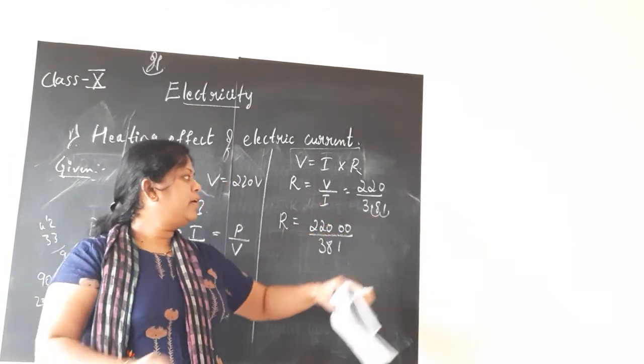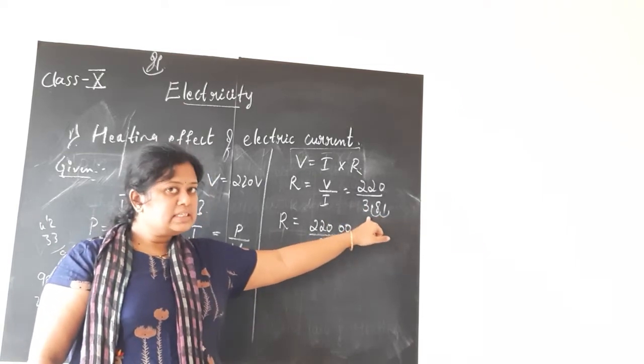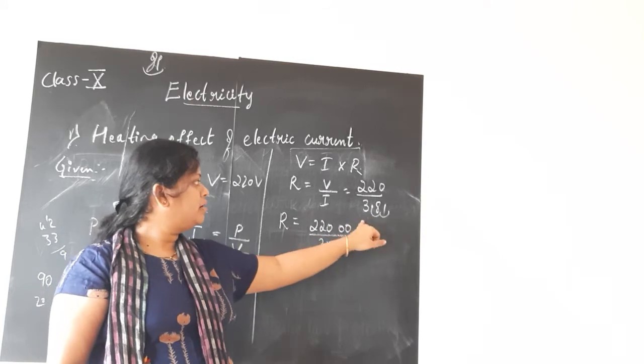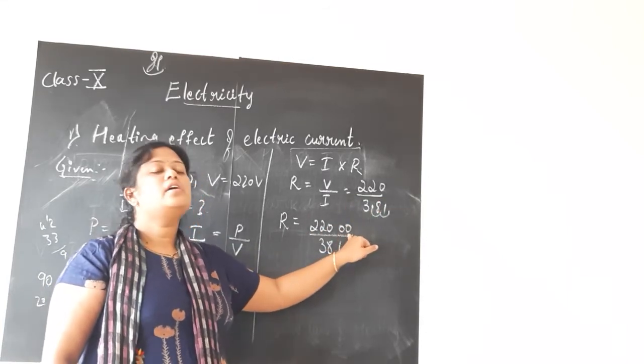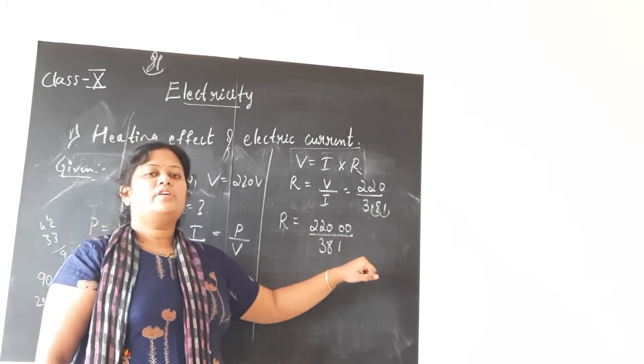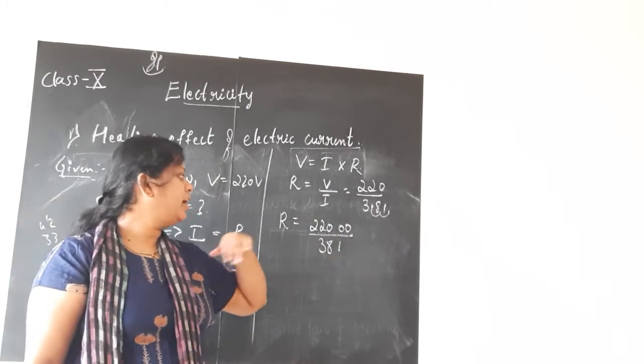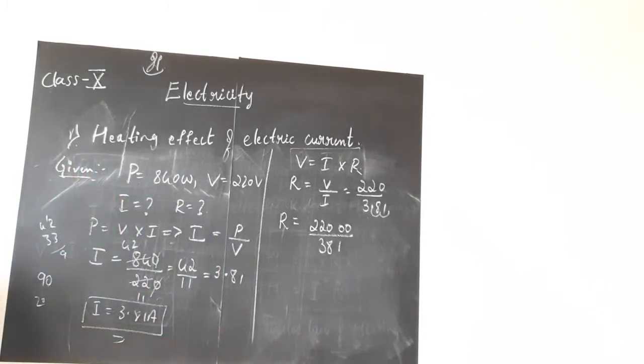Where does the decimal point go? We shifted the 2 decimal places in order to make this decimal number a whole number. That many zeros I am adding to the numerator. See, 220 I already had, 2 more zeros I added to the numerator, by shifting 2 decimal places in the denominator. So 3.81 just became 381.